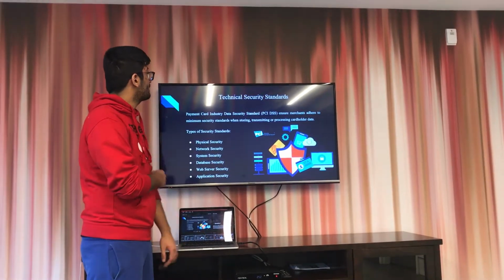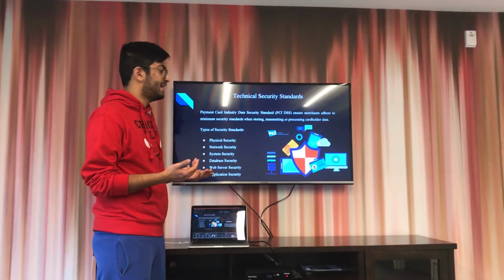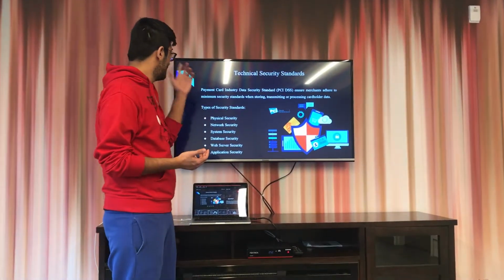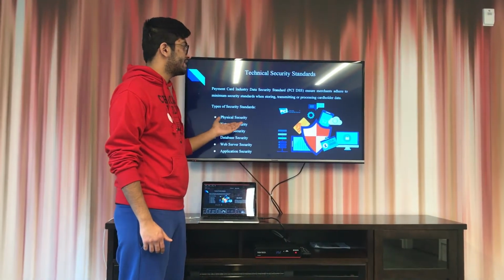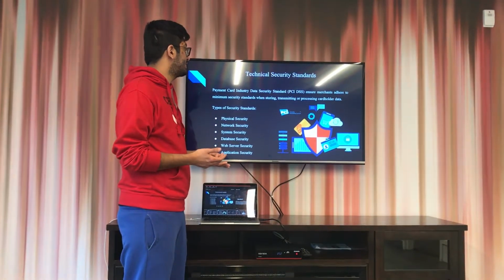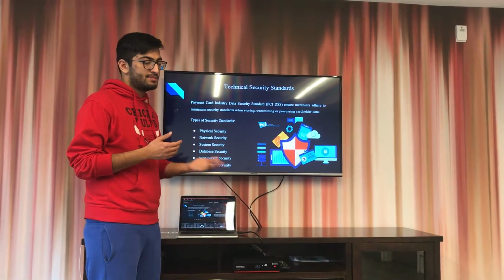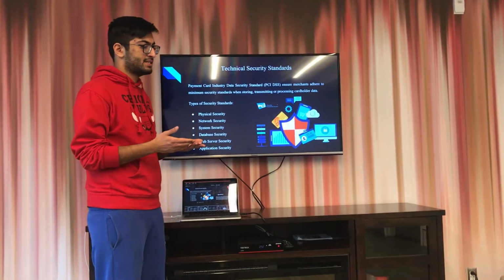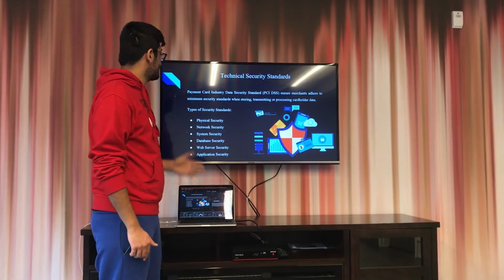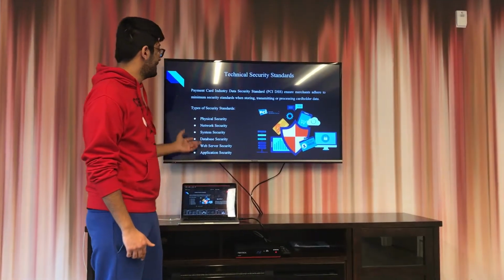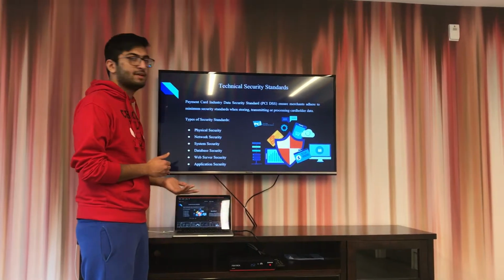Moving on, let's talk about some of the technical security standards that we use in order to prevent any data breach or hacking. The Payment Card Industry Data Security Standard, PCI DSS, ensures that merchants adhere to the minimum security standards when storing, transmitting or processing information, because it's pretty sensitive data. Some of the types of security standards that they use are physical security, network security, system security, database security, web server security, and application security.